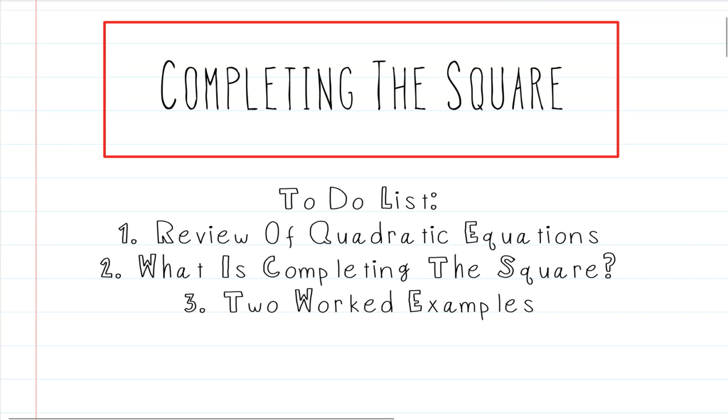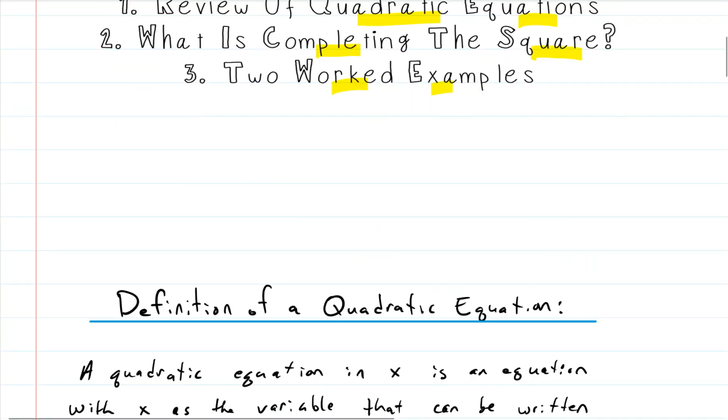Today we're talking about completing the square, one of the notorious topics in algebra. Our to-do list: we'll first review the quadratic equation, and then we'll talk about how you complete the square, along with two worked examples. I'll also put timestamps with each of the video parts in the video description, so if you want to skip ahead, you're welcome to.